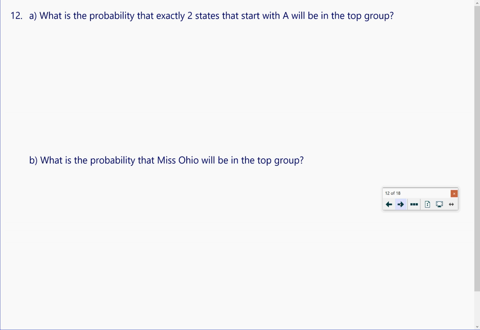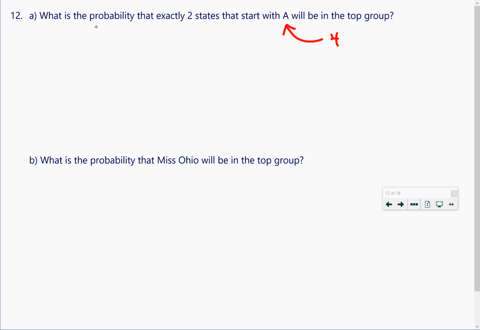All right, now the next problem kind of goes along with that. What is the probability that 2 states that start with an A will be in the top group? All right, so how many states start with A? 50 states do not start with A. All right, let's see if we get them all. Alaska, Alabama, Arkansas, Arizona. Atlanta's not a state. I've got 4. Am I missing anybody? Does that sound right? 4? Okay. So 4 states start with A.